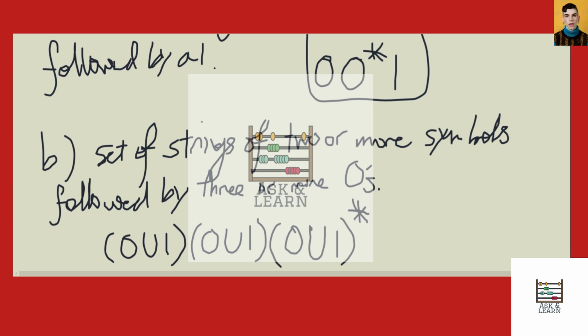Now the set of strings of 3 or more zeros, these are the strings starting with 0, 0, 0, followed by 0 or more zeros. And we know that all strings with 0 or more zeros can be represented as 0 star, and therefore it follows that the set of strings of 3 or more zeros is 0, 0, 0, 0 star.